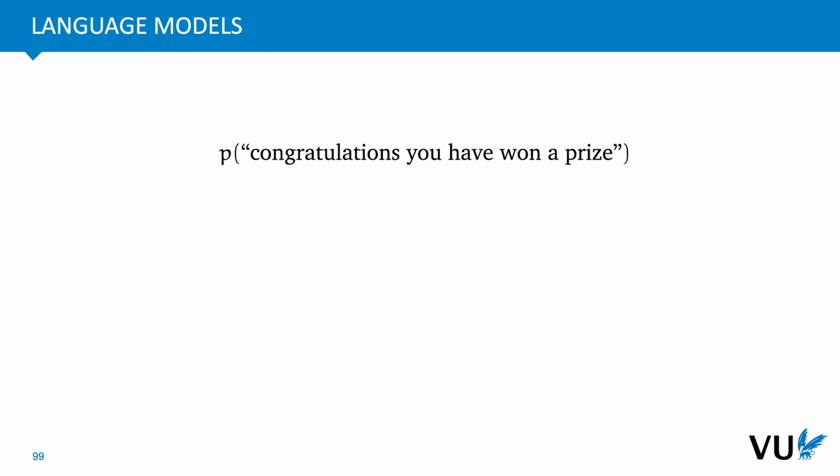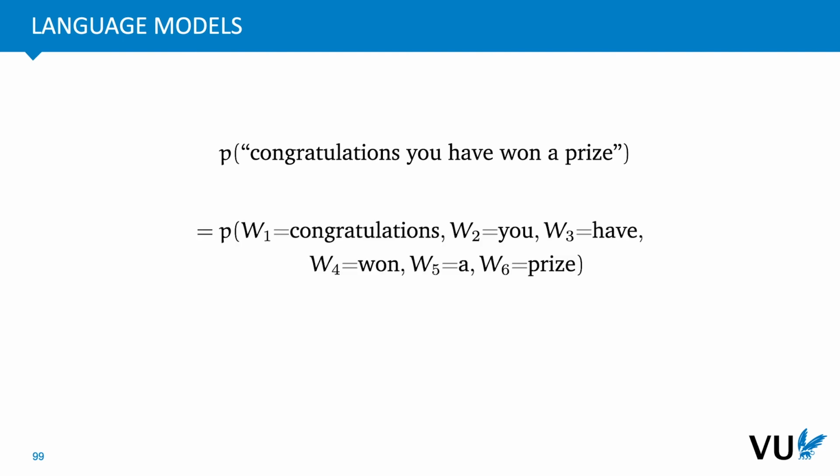So what we want is some probability distribution that will tell us how likely a sentence like this is to be encountered in a given setting. And the first thing we do is break up the sentence into its tokens, in this case words, and treat each of them as a random variable. So word 1 through word 6 are random variables, and these can each take on as their value one of the words in our vocabulary.